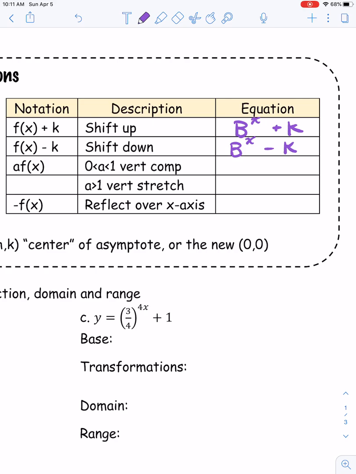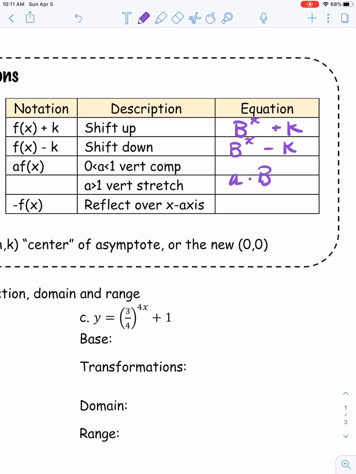If we have a vertical stretch or compression, we're going to see that as that a value, that initial value. Remember, I talked about this in Tuesday's notes. A times some base to the x power. You cannot multiply that a and that base together. That a is our vertical stretch or compression, depending on the value of the number. B is the base. That's the number that's being raised to some power.